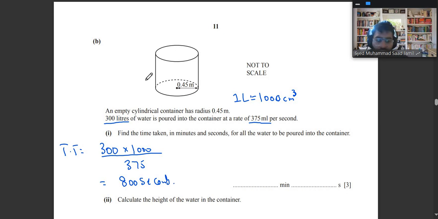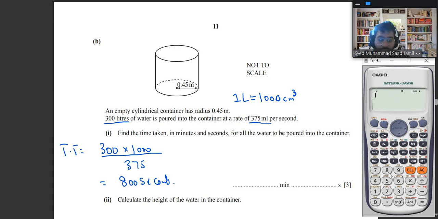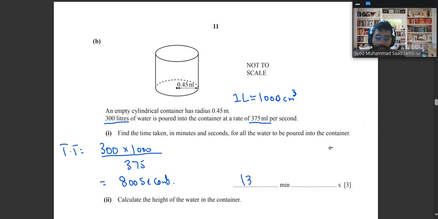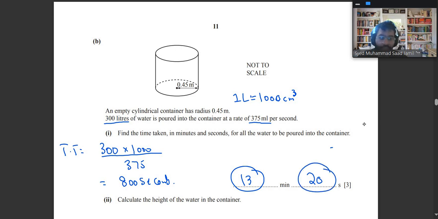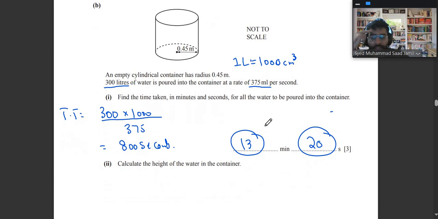Now 800 seconds, we have to give our time in minutes and seconds. So 800 seconds is actually, let me think, 800 divided by 60. So it's something like 13.3. So it's 13 minutes. How many seconds are 13 minutes? 13 multiplied by 60, it's 780. So 800 seconds minus 780 seconds, that's an additional 20 seconds. So the answer is 13 minutes and 20 seconds.